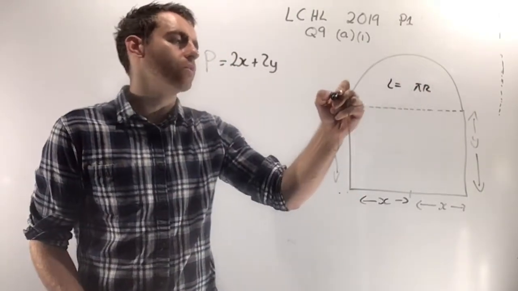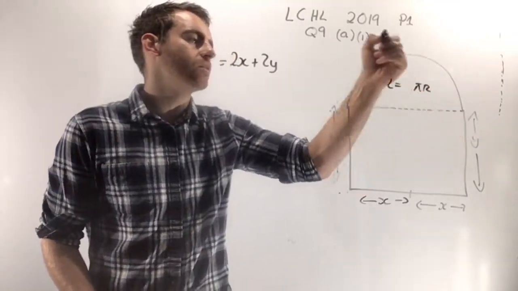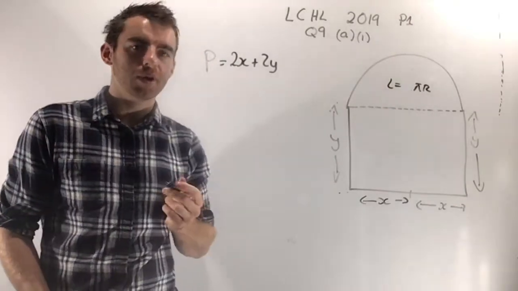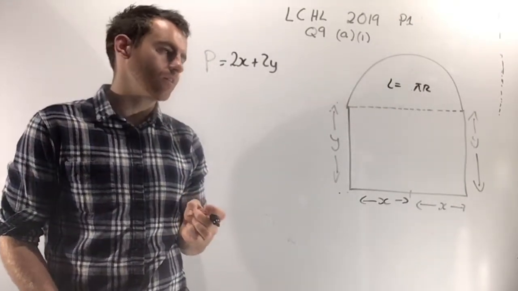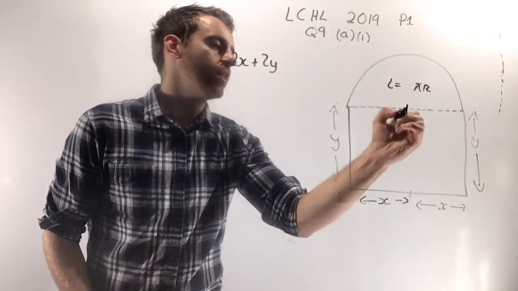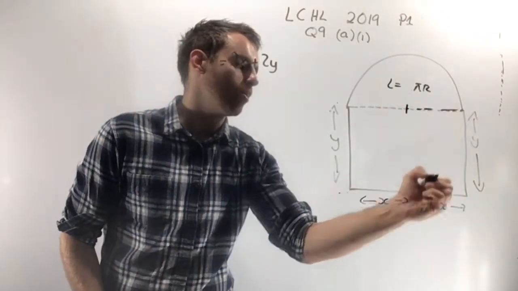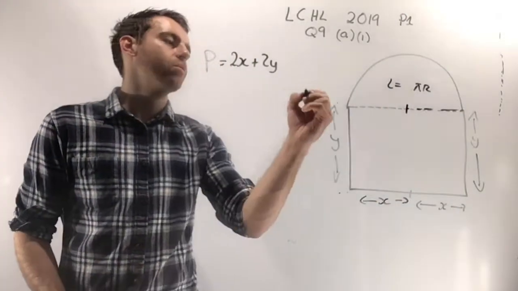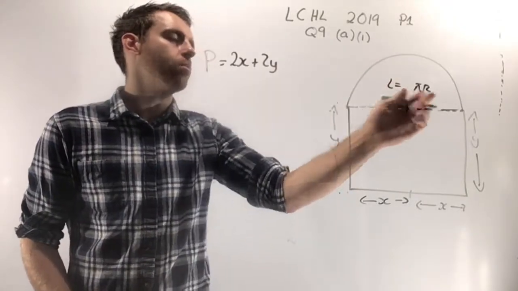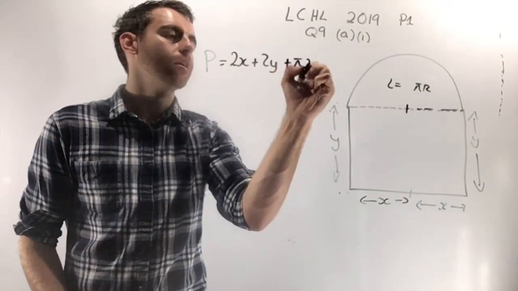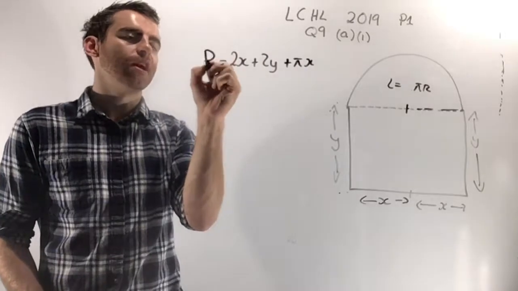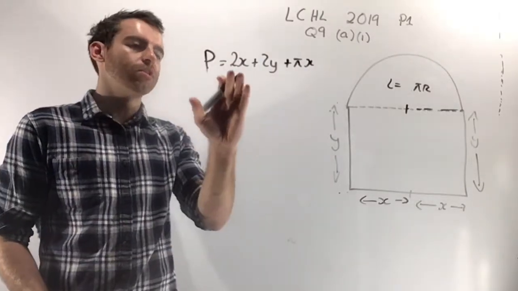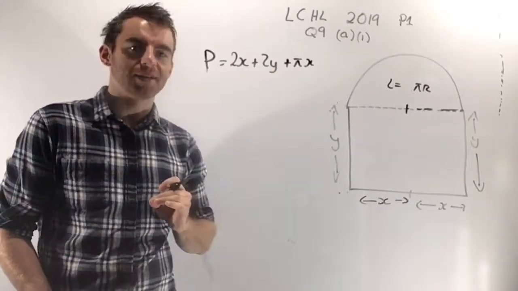So in other words, the circumference or the perimeter of a semicircle is pi multiplied by r, where r represents the radius. Now clearly the radius of this semicircle, if we just work our way down, it's x as well. So the perimeter of the semicircle is pi by r, or in other words pi by x. So that's your final answer for the first part. The perimeter is 2x plus 2y plus pi x.